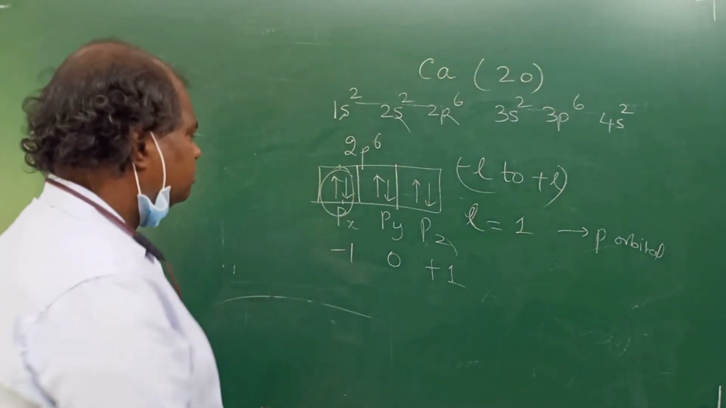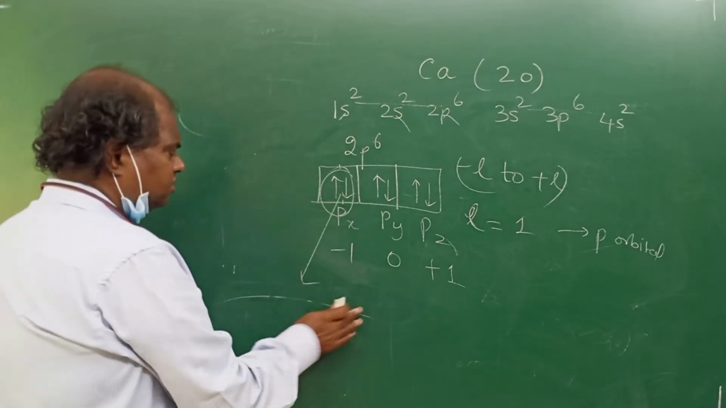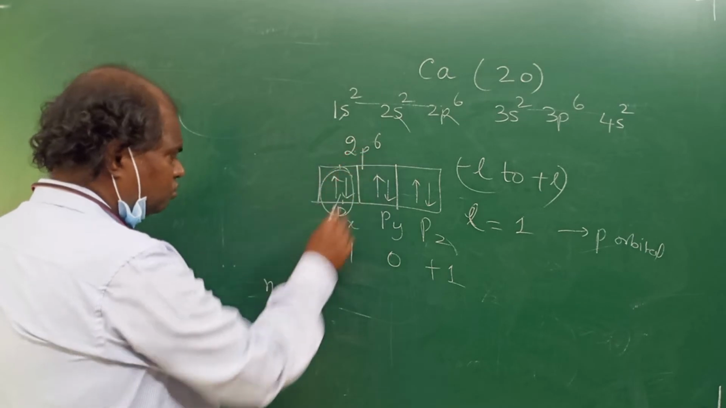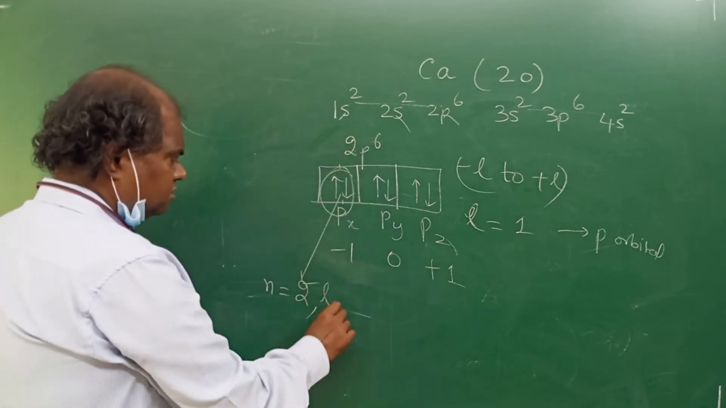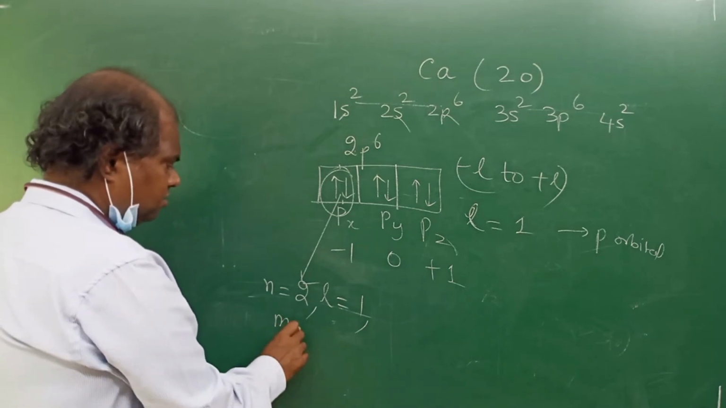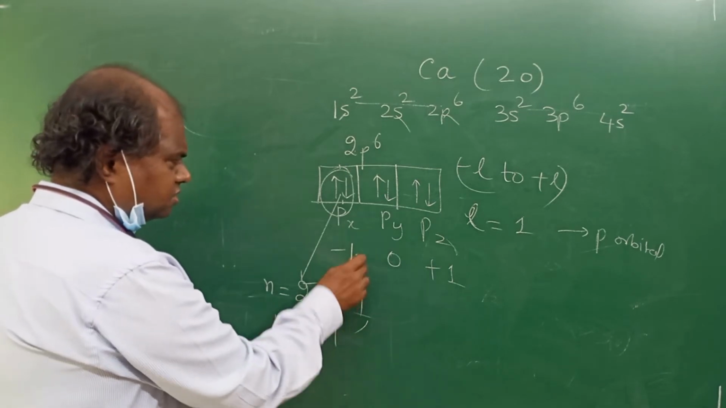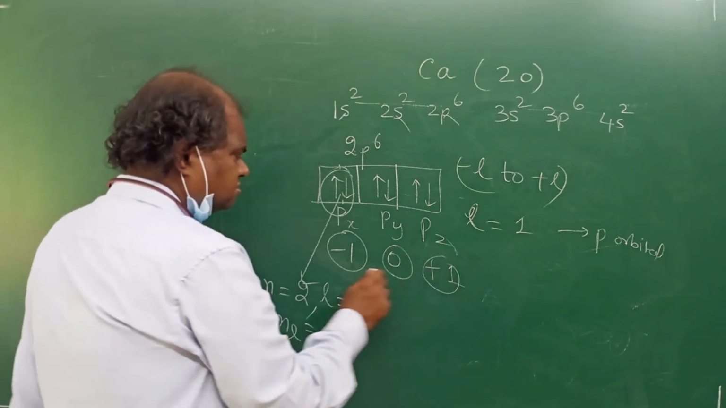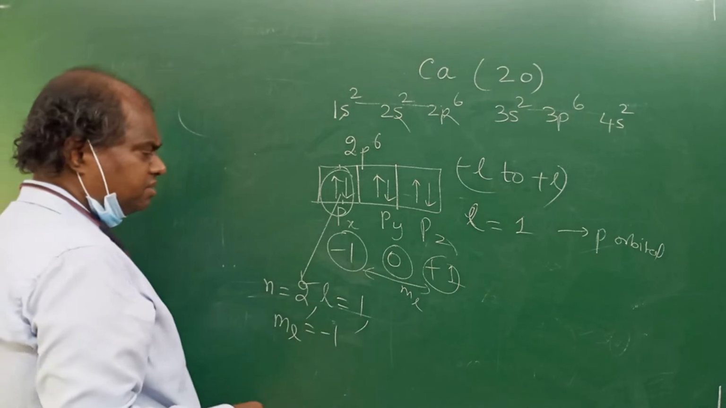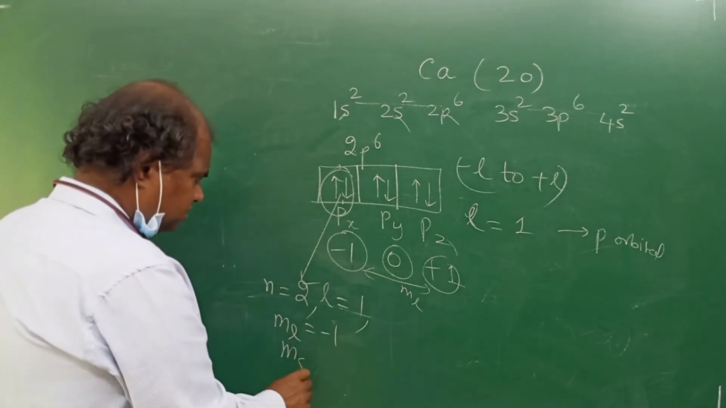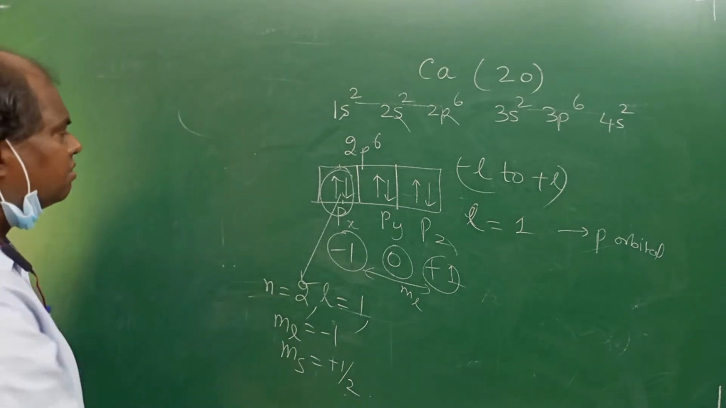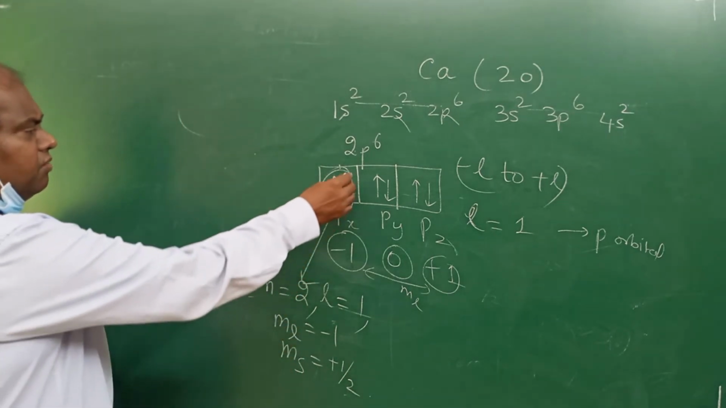Okay. So now, let us write for these 2 electrons. What are the addresses? For one of the electrons, n is equal to 2, and for p orbital L is equal to 1. Remember, these are the values of ml: minus 1, 0, plus 1. ml is equal to minus 1, and you can take ms is equal to half.